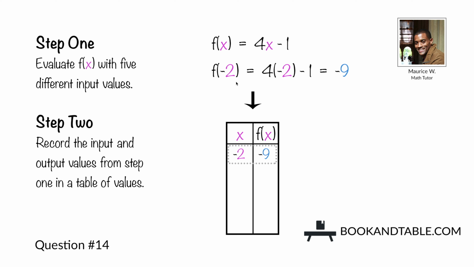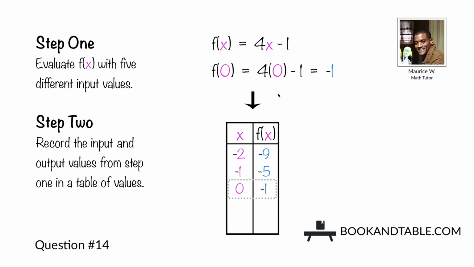F of negative 2 would be equal to 4 times negative 2 would give us negative 8. And negative 8 minus 1 is equal to negative 9. So the x value is negative 2 and the y value is negative 9. F of negative 1 would give us 4 times negative 1, which is negative 4. And negative 4 minus 1 is equal to negative 5. So the x value is negative 1 and the y value is negative 5.